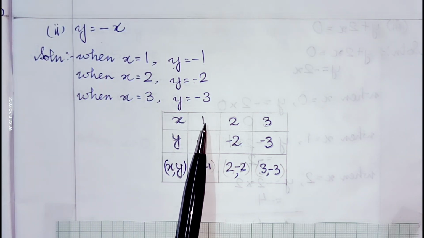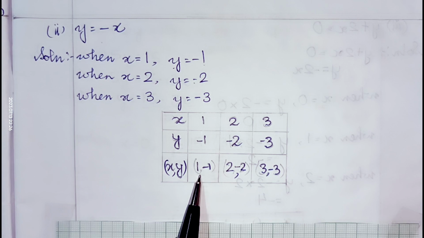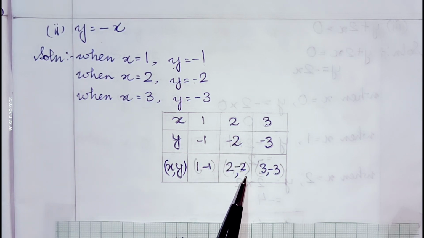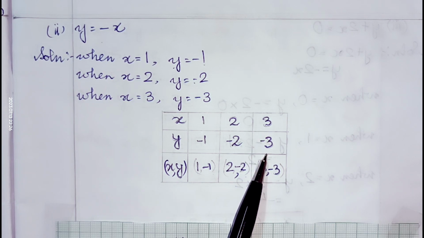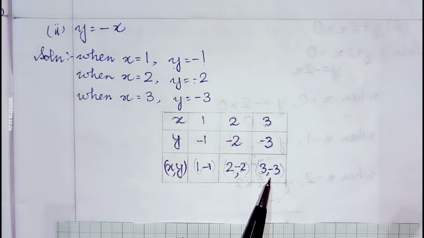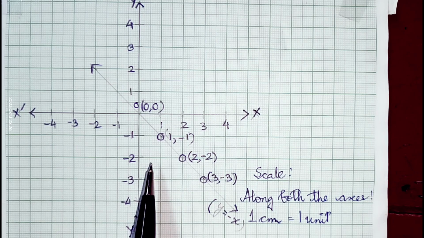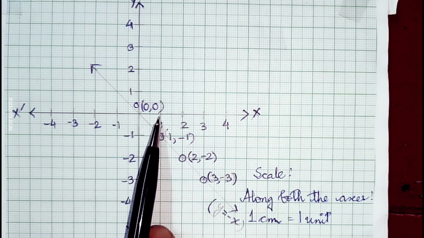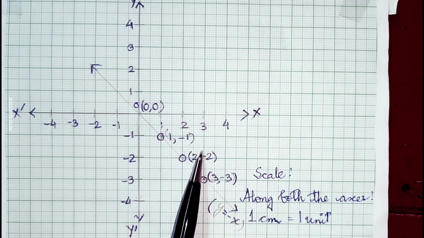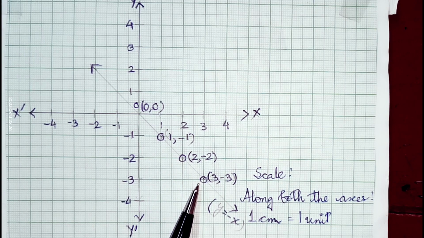So we got the points when x is 1, y is minus 1, (1, -1). When x is 2, y is minus 2, (2, -2). If x is 3, y is minus 3, (3, -3). Now we have to plot these 3 points in a graph paper. Now in the graph paper we have plotted (1, -1), (2, -2), (3, -3). So we got these 3 points.